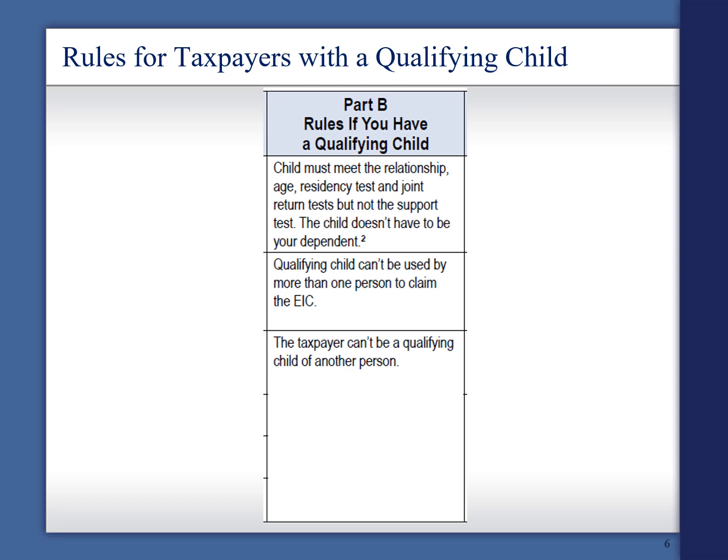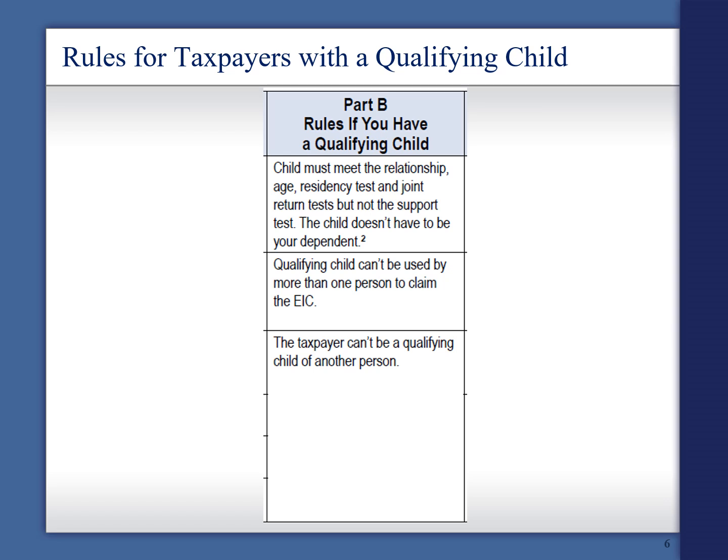If the taxpayer has a qualifying child, that child must meet the relationship, age, and residency tests to qualify as a child for EIC computation. The child cannot file a joint return for the year unless it's only to claim a refund of income tax withheld or estimated tax paid.